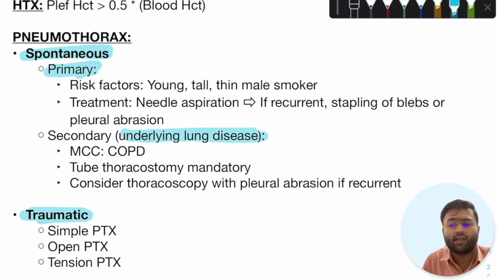In primary diseases, a simple observation or needle aspiration will suffice, but in secondary cases, because the pulmonary reserve is reduced, pneumothorax can be life-threatening in these patients. So tube thoracostomy is mandatory.